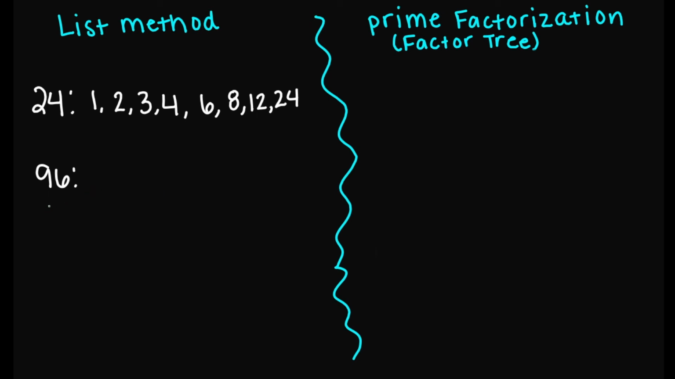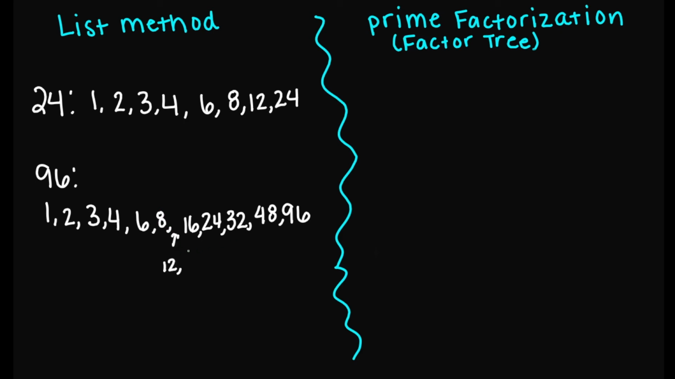For 96, we have 1 times 96. That's going to give us 96. Then we have 2 times 48. Next, we have 3 times 32. Then we have 4 times 24, 6 times 16, and then we have 8 times 12. And my 12 is going to go right here.